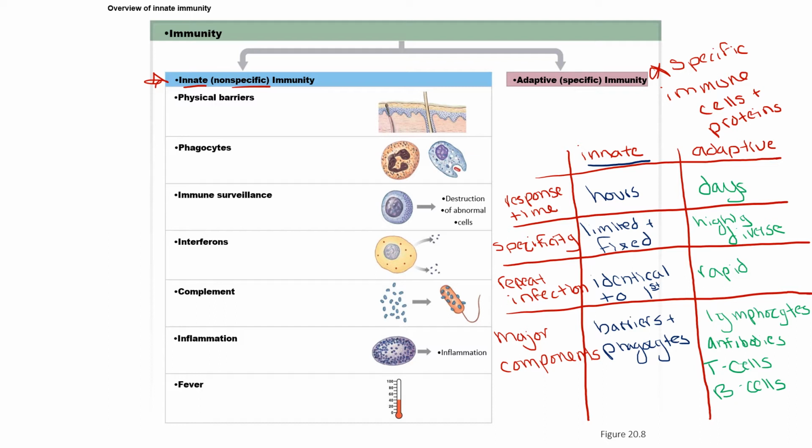So if you need to, I would go ahead and pause this slide. We are going to start moving into these various components of the innate immunity. We will talk about each one briefly, but if you need to pause this slide to write down this little graph, I would suggest doing that now.